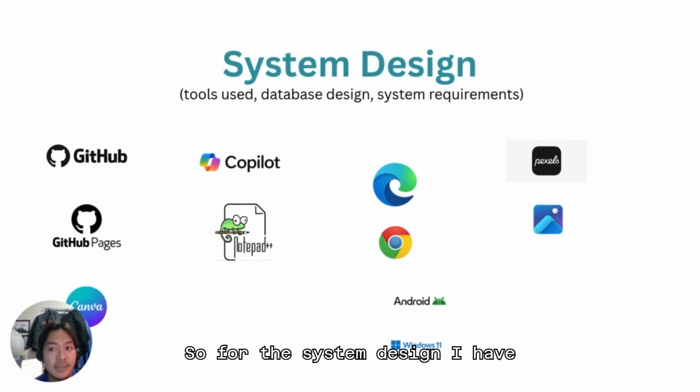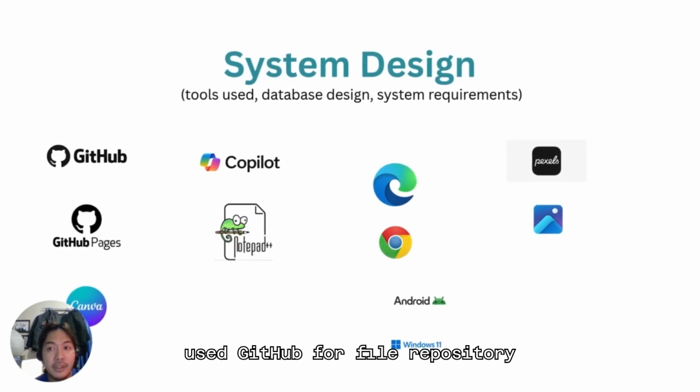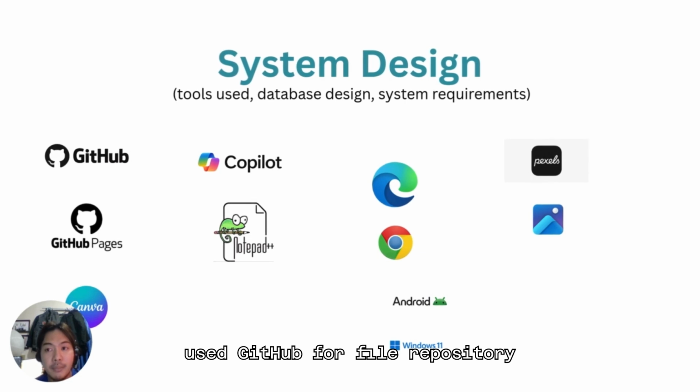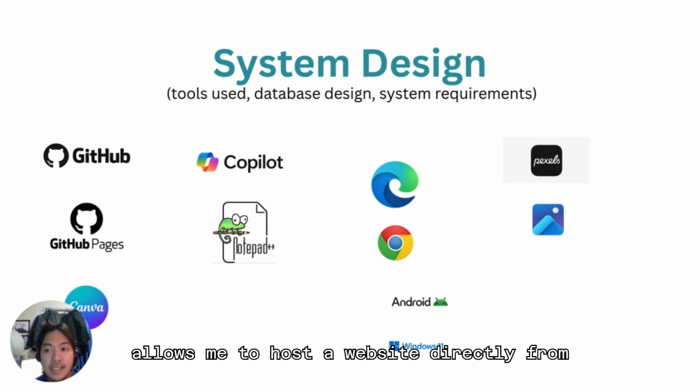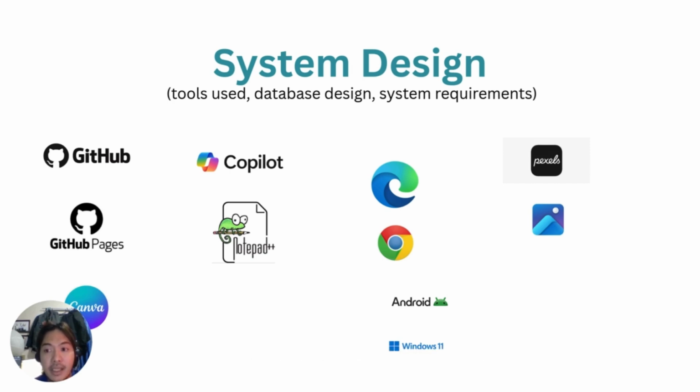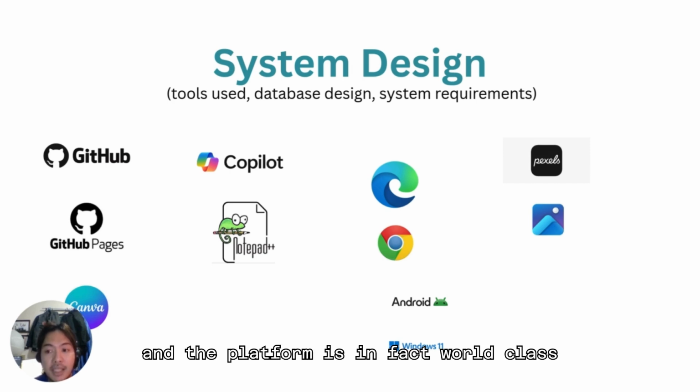For the system design, I have used GitHub for the file repository and GitHub Pages as the static site hosting service. This allows me to host a website directly from a repository on GitHub. I chose this because it is free for static personal projects, and the platform is in fact world class, as it is also used by Netflix, Adobe, and Facebook.